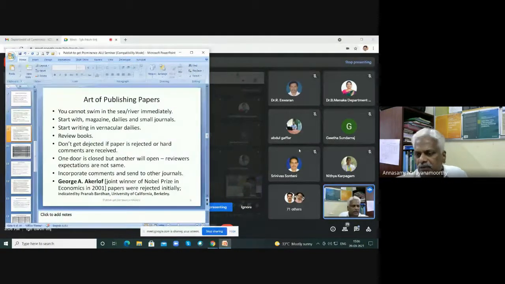Start writing in vernacular languages. You can write in Tamil also. There are Tamil dailies, very good ones, like Hindu and Dinamani, where you can write. You will understand whether you are able to write even there. Book reviews, you can write. In each journal, there is a book review column.